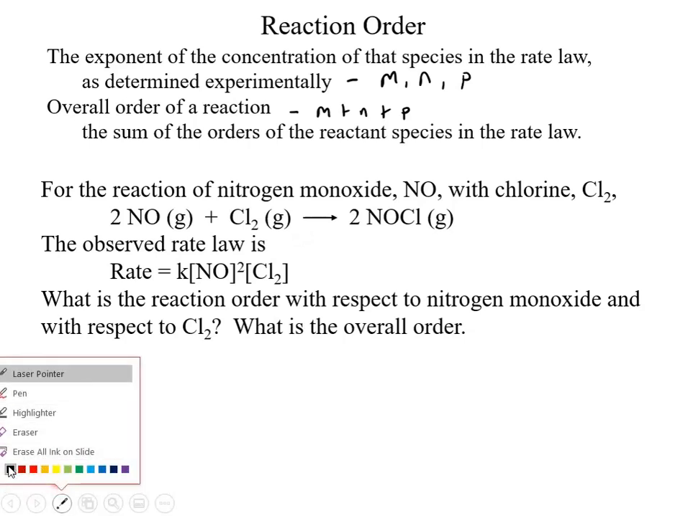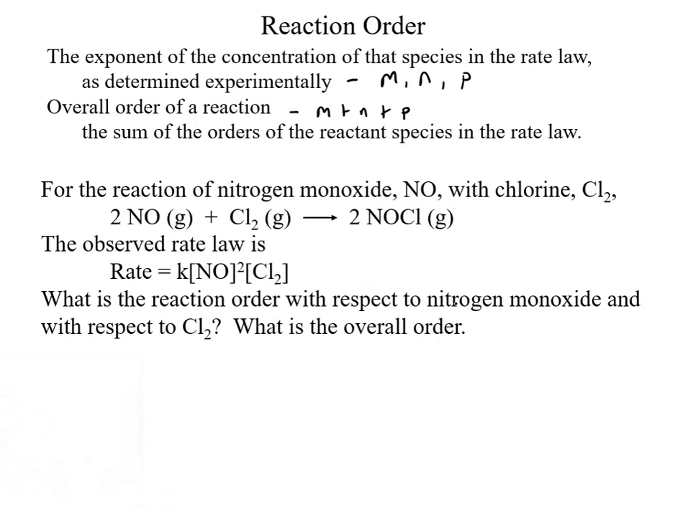It wants to know what is the reaction order with respect to the nitrogen monoxide. And the answer is 2. It came from this right here, so basically just asking what is the exponent there. Let me change colors. What is the order with respect to chlorine? Nothing written there is understood to be 1, so this is equal to 1. And lastly, what is the overall reaction order? 2 plus 1 gives me 3, and so that's the answer to that.